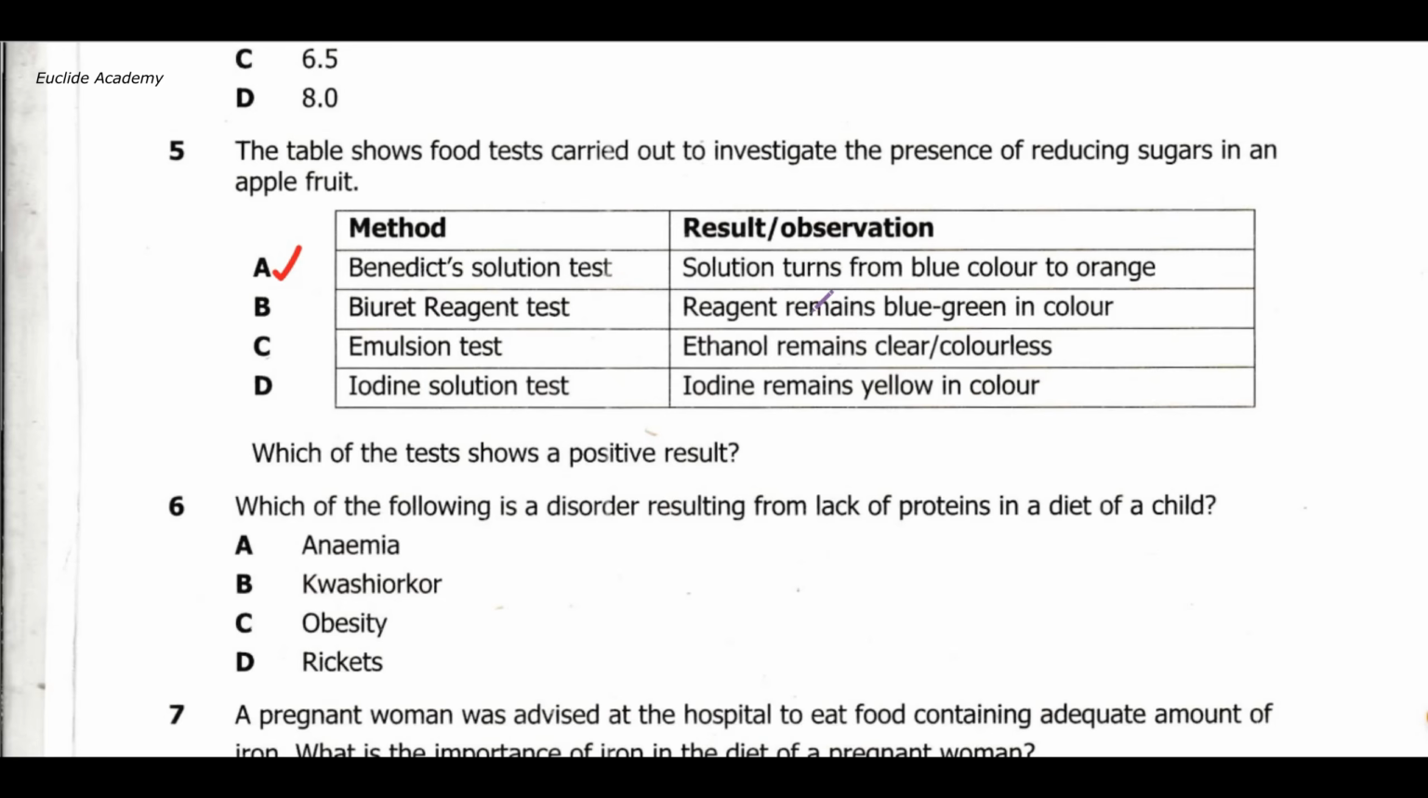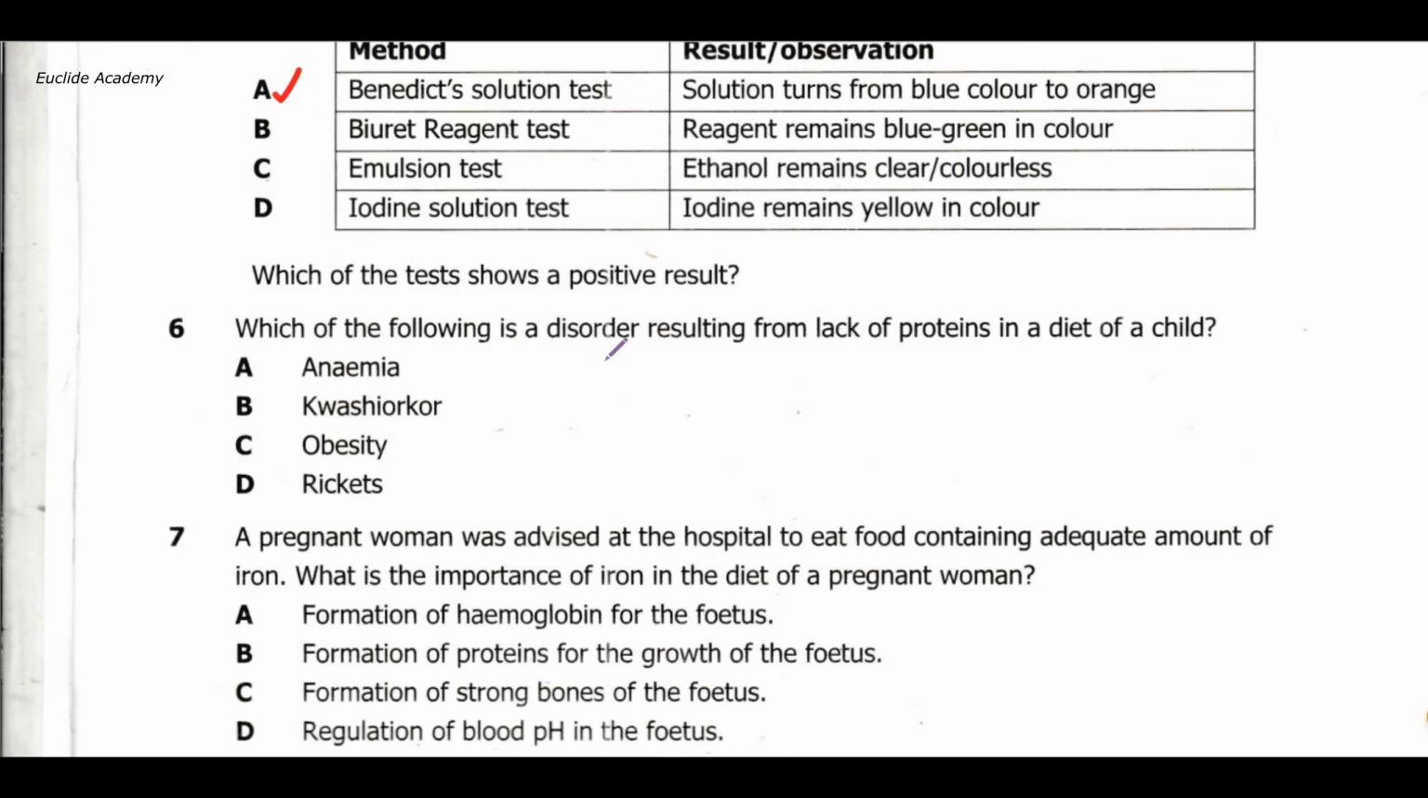Biuret reagent is used for protein. Emulsion test is for fat. Iodine solution test is for starch. This is for fat or lipids.